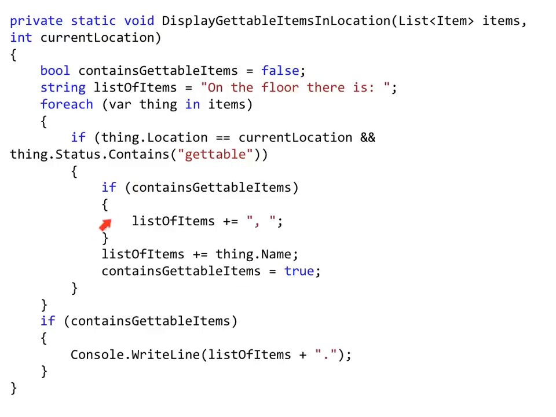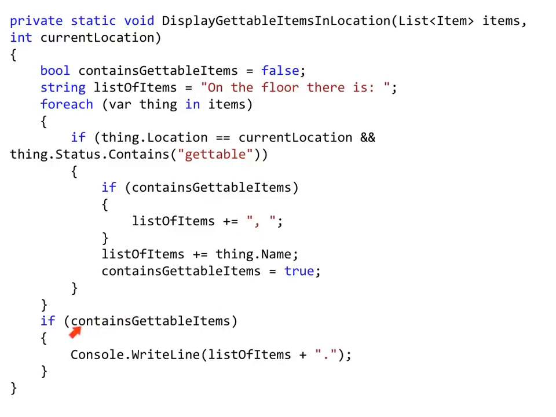Now, there's one other thing that I've skipped here. If this was already set to true, it means it must have found the first gettable item. So what it does is it just appends an initial comma before the next one, and this is the way of making sure that the list of items that it displays has got commas between the list.